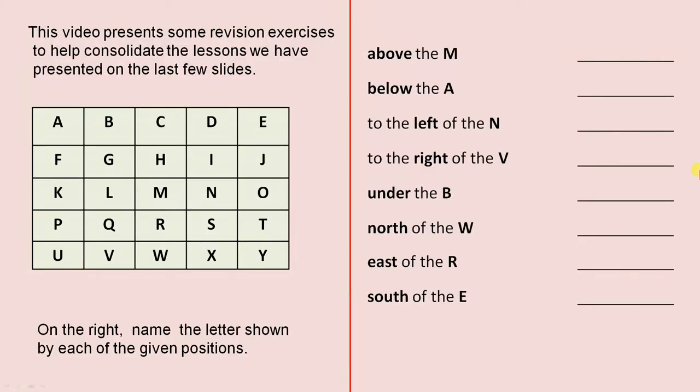This video presents some revision exercises to help consolidate the lessons we have presented on the last few slides. Here we have a grid with the letters from A to Y. On the right, name the letter shown by each of the given positions. We've done something similar to this in previous videos. You are to follow each of these directions here and write the correct letter in those spaces there.